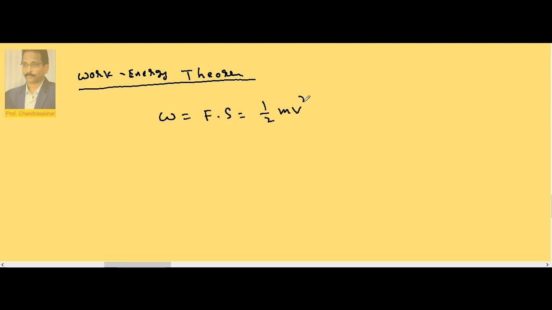Here we can consider the work energy theorem. What does this work energy theorem suggest? Work done by the applied force is always equal to change in its kinetic energy, half mv square minus half mu square. Work is done by the applied force F. As a result, the velocity of the body changes from u to v. So I can say work done by the applied force is always equal to change in kinetic energy. This is called the work energy theorem.